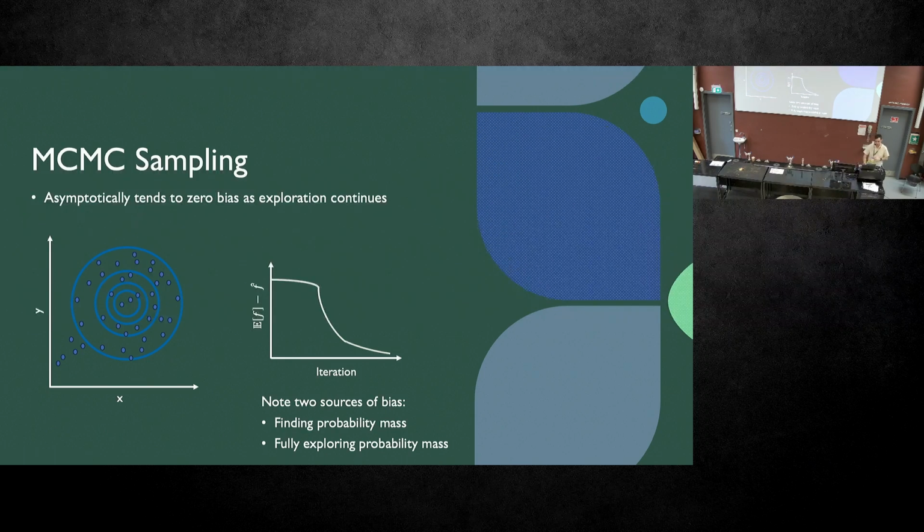So this is our bias. The f and the e of f here is just any arbitrary function. This might be a mean, it might be a variance. And we have our true value of our expectation here, and we have our estimate of that function here. So we see that as our Markov chain fully explores, as our Markov chain better captures our distribution, then our estimate is much more accurate.